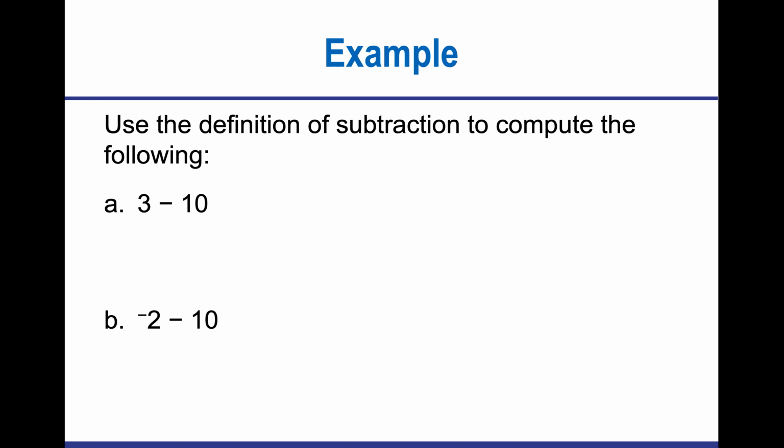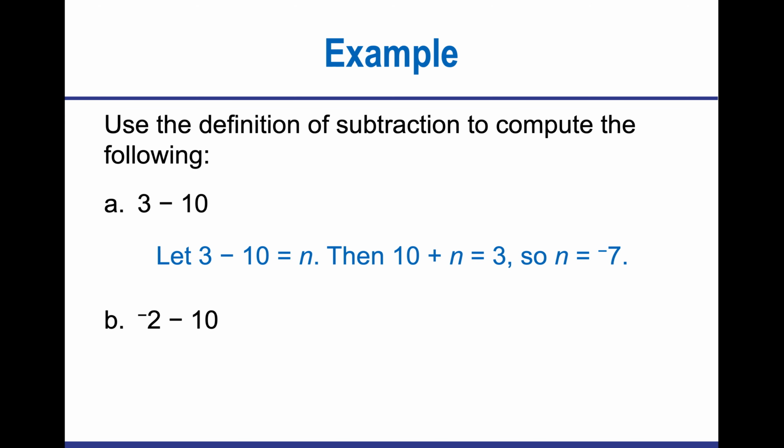So if I do 3 minus 10, I'm going to have 3 black dots. And minus 10 could be seen the same as -10, so I'm going to have 10 red dots. I would neutralize the ones that I can, and I would get -7. I could also do this in reverse by thinking of this as 10 plus what is 3? Well, 10 plus -7 is 3.